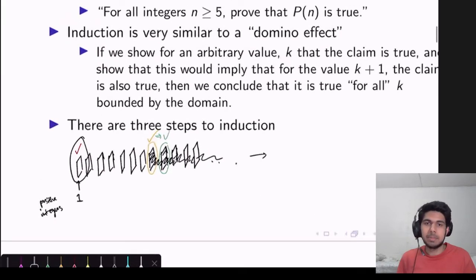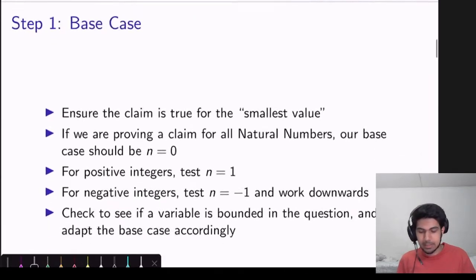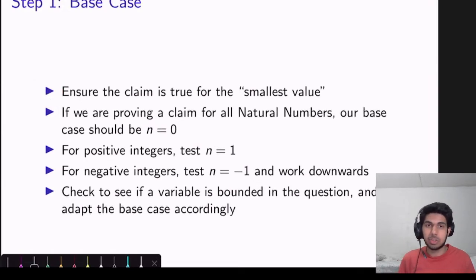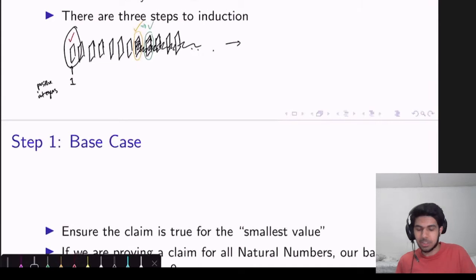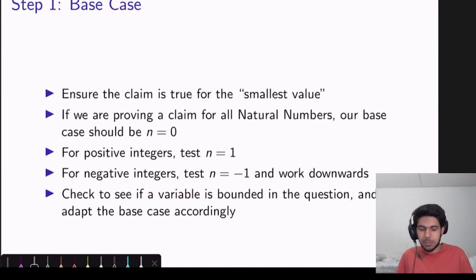So there's three steps to induction. The first is the base case. Here, we're going to ensure that the claim or proposition is true for the smallest value. So if we go back to the domino analogy, that's this thing right here, where we want to show that for the smallest one, the domino that represents the smallest value, we need to make sure it's true. That's the base case.